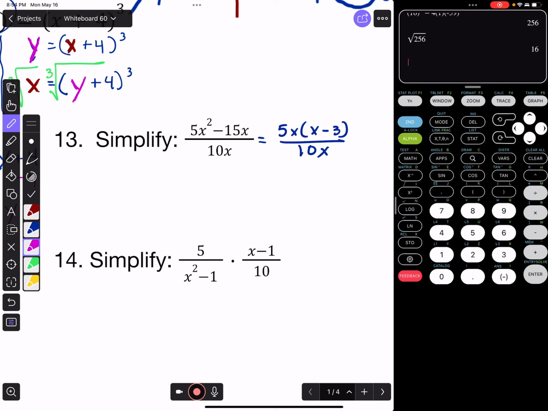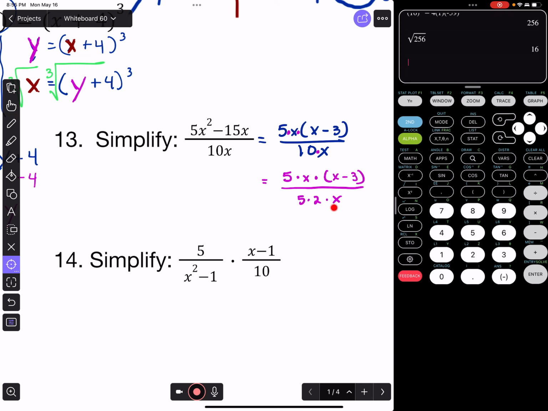So now that we have factorizations, you got a 5 up here, an x and an x minus 3. Down here you have a 10 and an x. So think of that 10 so you can really see what's going on here. I'm going to write it like this. You don't do this, but this is kind of the way our brain should think. See that denominator, that 10x, that's a 5 times 2 times x, so we can cancel out these common factors like the 5 and the x. And so we just end up with x minus 3 over 2. That's what it simplifies to.